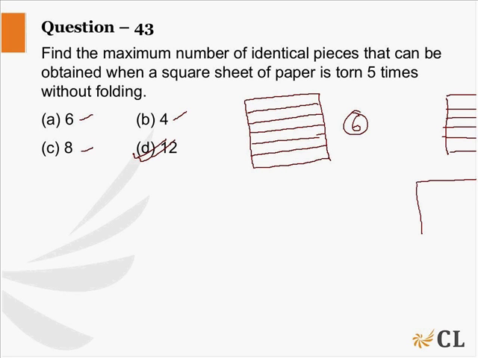And how do we get the answer? Again, if I distribute this as 3 and 2, 3 lines in this way and 2 lines in this way, so I'll get 4 into 3, 12 pieces.